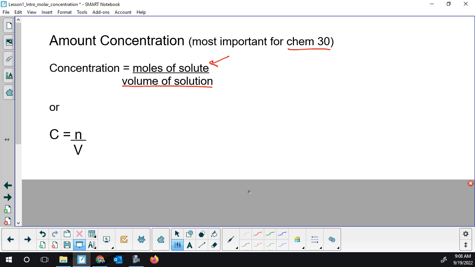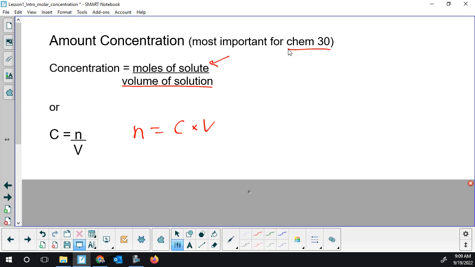So often that relationship I started with is shortened to concentration as n over V. Okay. We'll end up rearranging that a bit. When you do solution stoich, this is how you're going to get moles, and when you rearrange that for moles, you get concentration times volume.